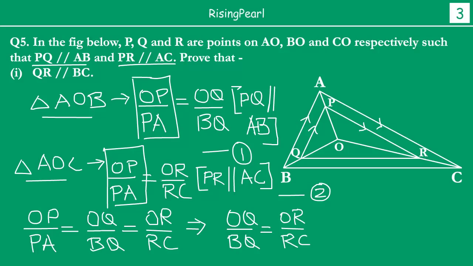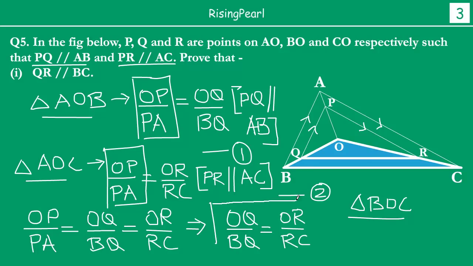So what does it mean? It means that if you look at triangle BOC, in triangle BOC I have the line QR drawn in such a way that this ratio is true.